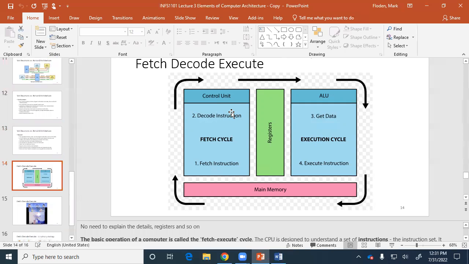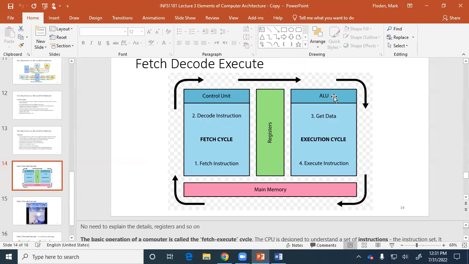Now the registers are shown there. That's something that we haven't spoken about. Let's look at each one of these different things here. We've got a control unit and an ALU and a main memory and registers. The control unit and the ALU are both within the CPU. The main memory is going to be outside the CPU, but the registers are inside the CPU. A register is a form of memory. That's going to be the fastest memory that you've got in your computer because it's closest to the CPU. It's actually in the CPU.